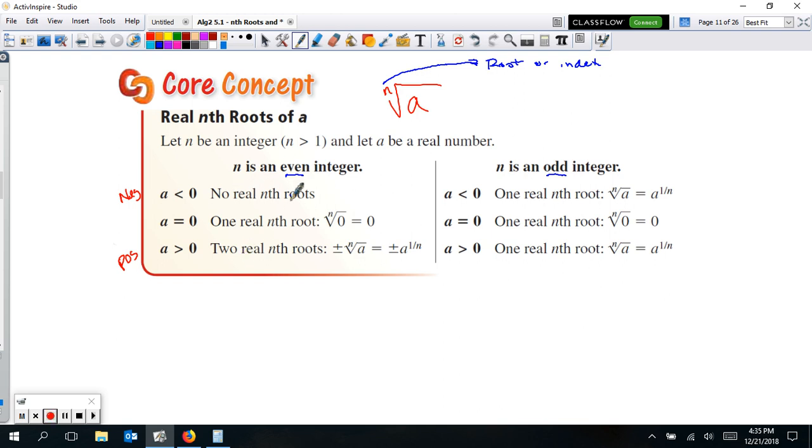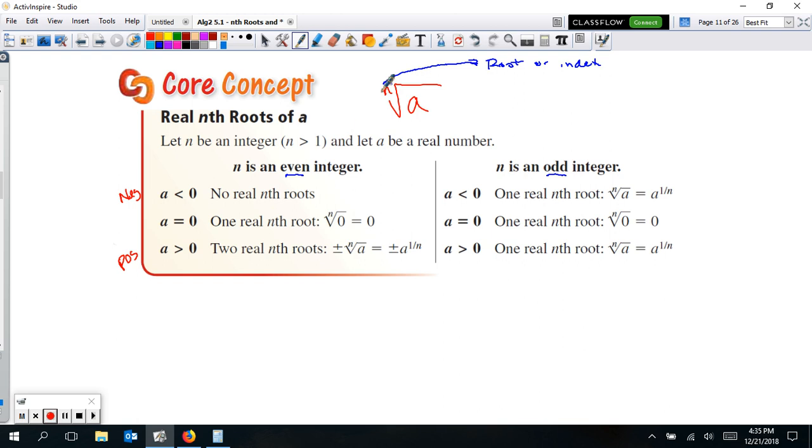When it's even, here are the characteristics. Sometimes it has no real roots, sometimes one root, sometimes two real roots. When the number under the radical, A, is less than 0, which means it's negative, there are no real roots; they'd be imaginary. We remember that from back in chapter 3. When A is equal to 0, we have one real root.